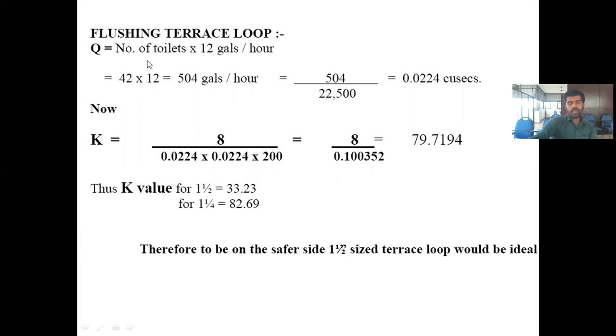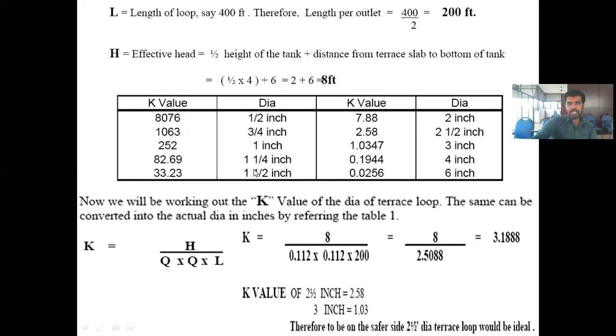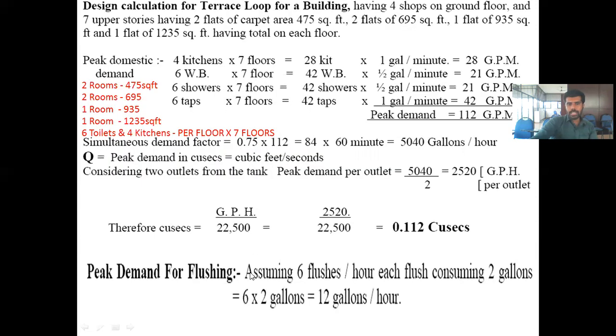Q is equal to the number of toilets into 12 gallons per hour. How did you get 12 gallons? You got 12 gallons because it is assumed that we need 6 flushes in 1 hour, and in one flush it consumes 2 gallons.